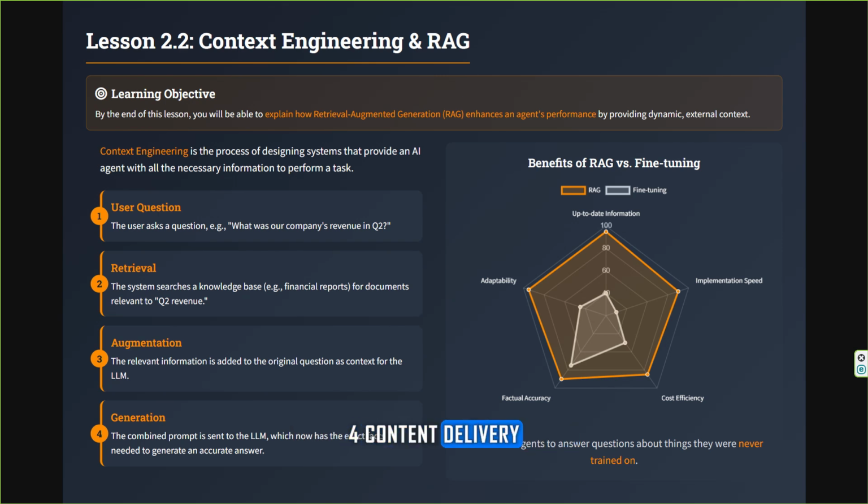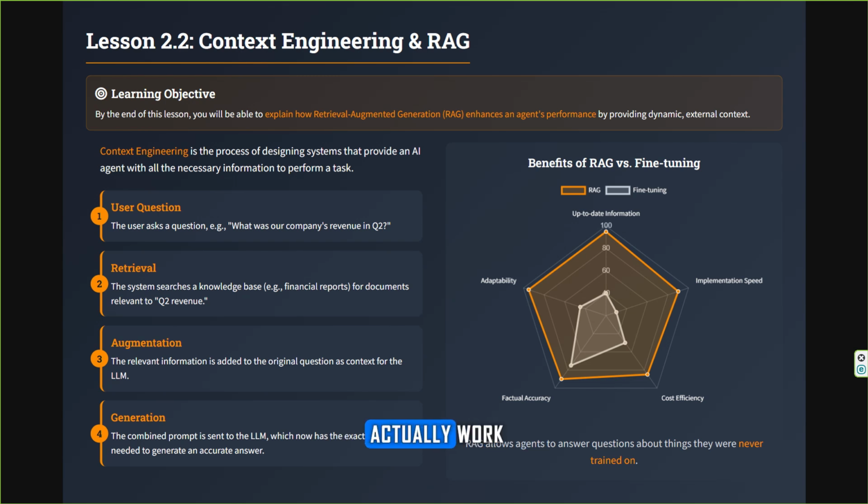4. Content delivery. Now, let's move into the core content. First, what is context engineering? It is the process of designing systems that provide an AI agent with all the necessary information, the context, to perform a task. This goes beyond the initial prompt and involves connecting the agent to external knowledge sources. The core technique for this is Retrieval Augmented Generation, RAG, which we'll be focusing on today.